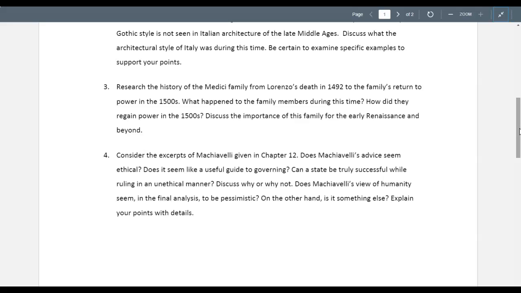They, of course, were highly influential in Florence in the 14th century and on. After a while, though, they fell from favor, and then they rose back again. So explore what happened to them. What did occur when they were no longer in control of Florence, and how were they able to come back into power? And talk about their importance.